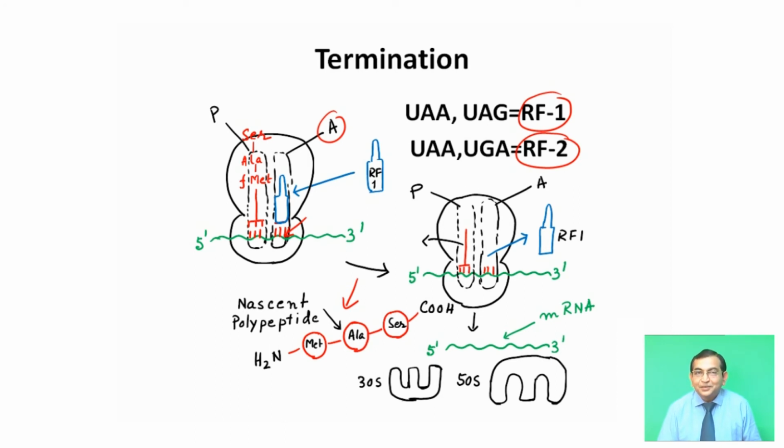Subsequently, after the release of the nascent polypeptide, the 70S ribosomal unit is dissociated into 30S and 50S subunits, and the mRNA is also detached from the ribosome, as a result of which the termination process is completed, and again the protein synthesis, that is the initiation process, will be started.